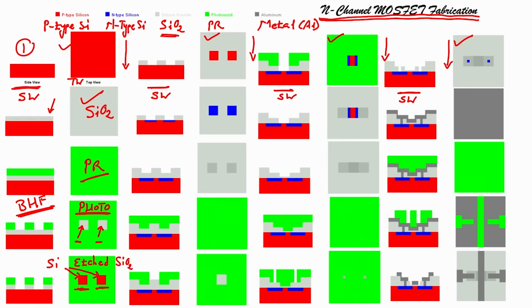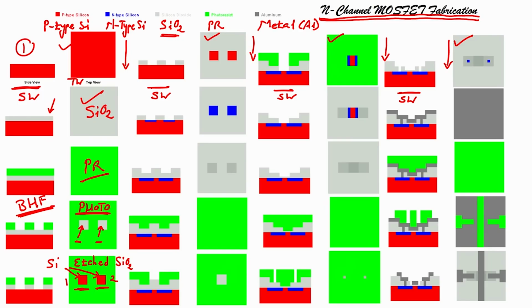Now, it is easy. This much easy. What have we done? We have created two windows, 1 and 2, on the oxidized silicon substrate, such that I can see silicon through this window. What is the next step? Next step is that you have to remove the photoresist.